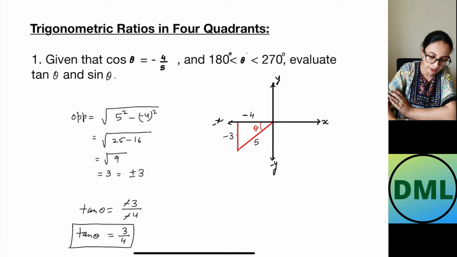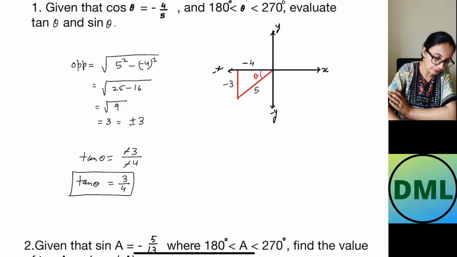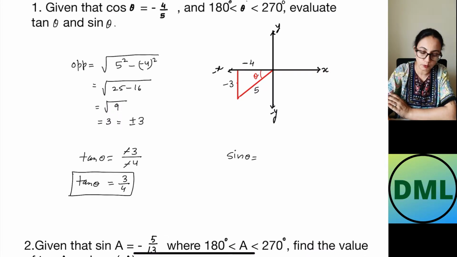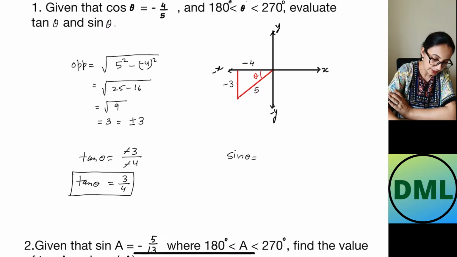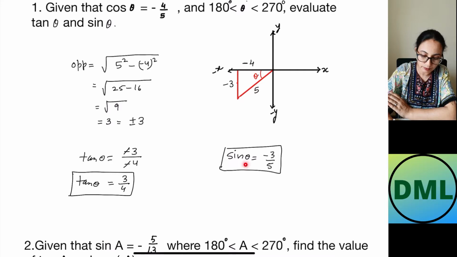In the third quadrant, tan theta is positive, so my value for tan theta is positive. Now I need to find the value for sin theta. Sin theta is equal to opposite over hypotenuse. For this angle theta, opposite is minus 3 and hypotenuse is 5. So the value is minus 3 over 5. This is my value for sin theta. In the third quadrant, sin theta is negative, so my answer is negative.